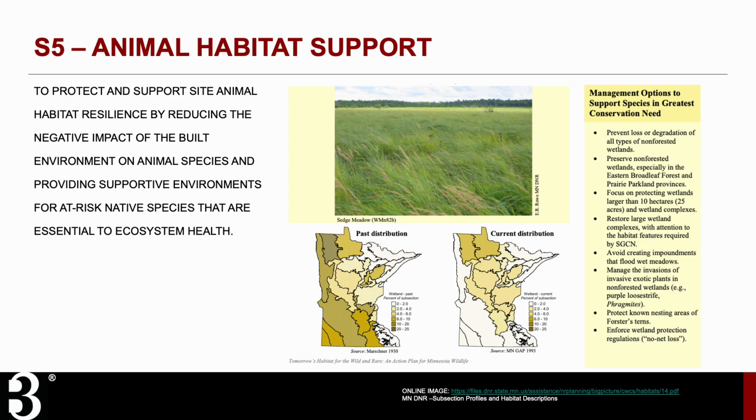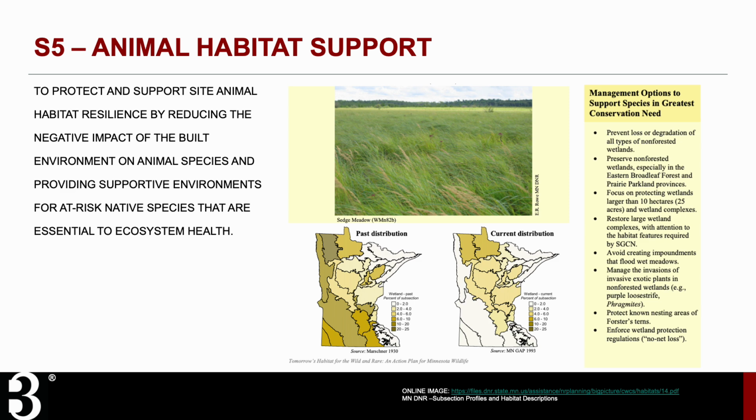S5, animal habitat support. The intent of this guideline is to protect and support site animal habitat resilience by reducing the negative impact of the built environment and construction on animal species and providing supportive environments for at-risk native species that are essential to ecosystem health.